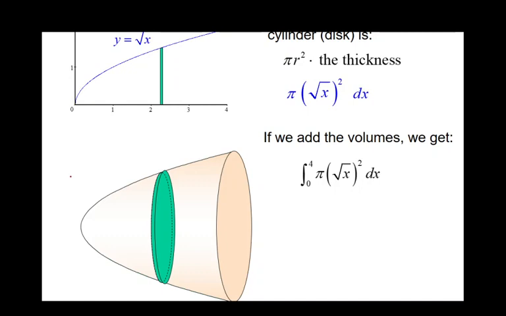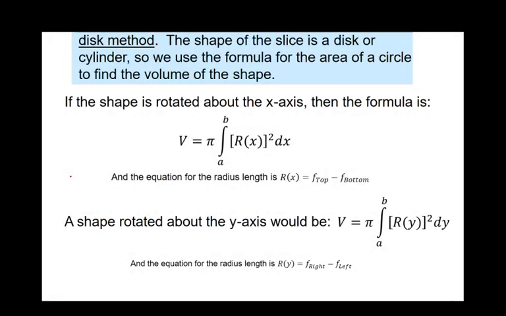So when we add up all of these, we evaluate the integral. So the square root of x squared is x. Add 1 to the power divided by the new power, plug in 4, and the volume is 8 pi. Super simple. Okay? Now, the hardest part of that was finding the equations.